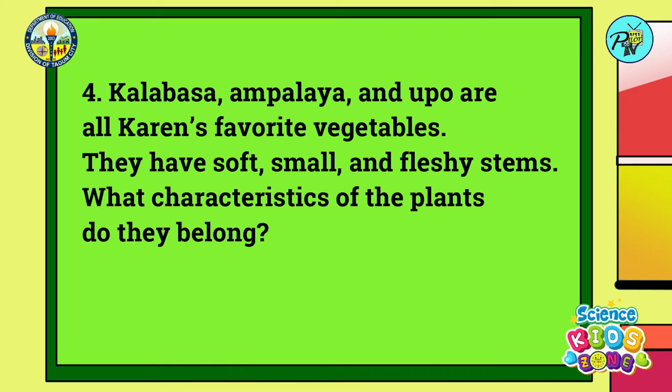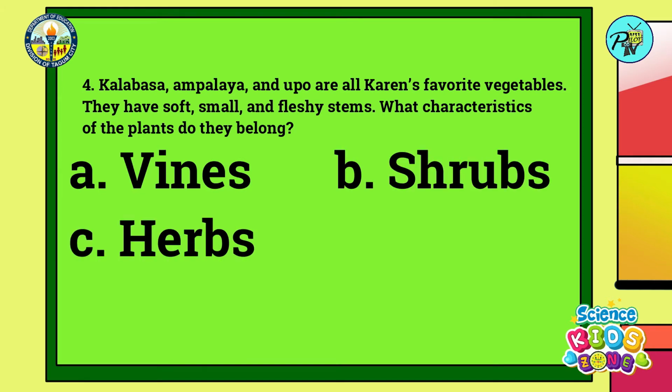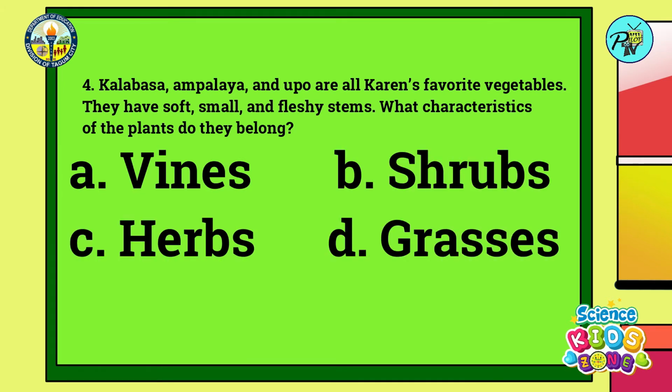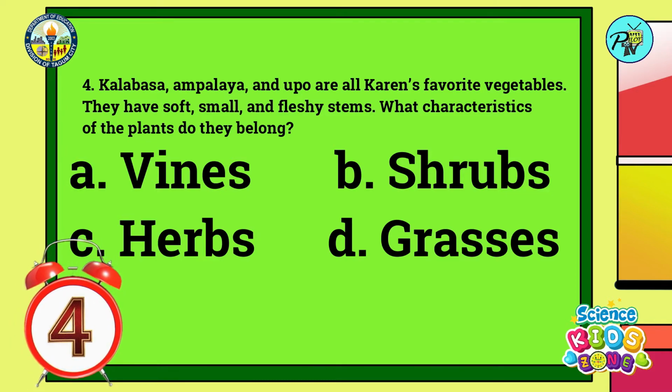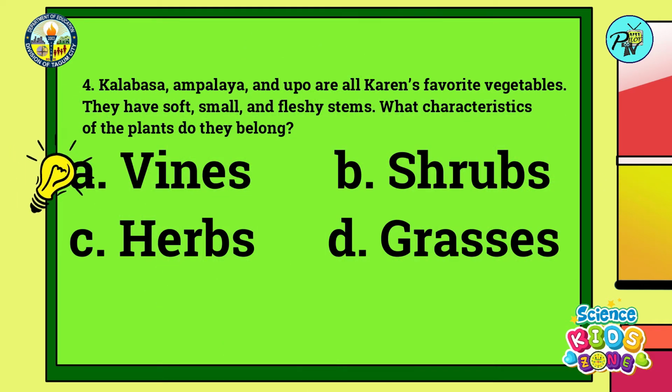Kalabasa, ampalaya, and upo are all Karen's favorite vegetables. They have thin, long stems. To what characteristics of plants do they belong? A. Vines, B. Shrubs, C. Herbs, or D. Grasses? What is your answer? That's right! Kalabasa, ampalaya, and upo belong to vines. So the answer is letter A.